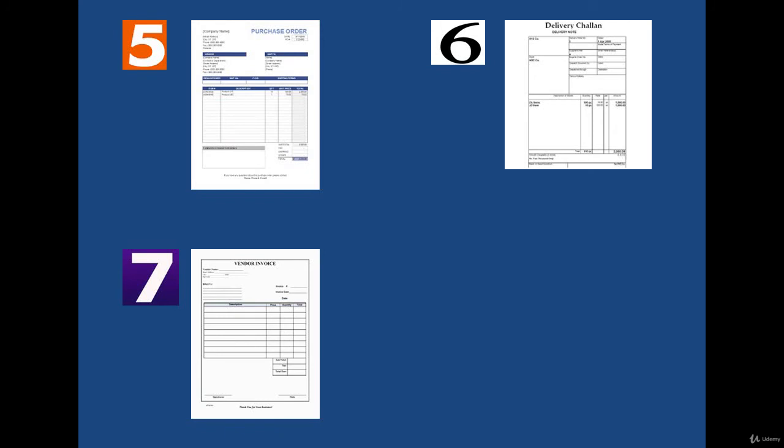After delivering the materials and after the company receives the materials from the vendor, the vendor subsequently sends an invoice to the company, which has to be paid to the vendor. It will contain the PO reference, the materials, quantity, price, tax part, everything. This is also an important document.